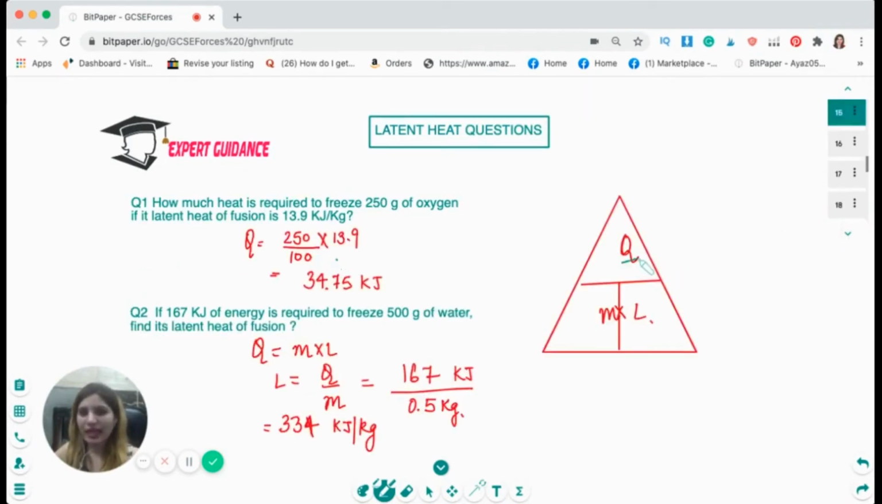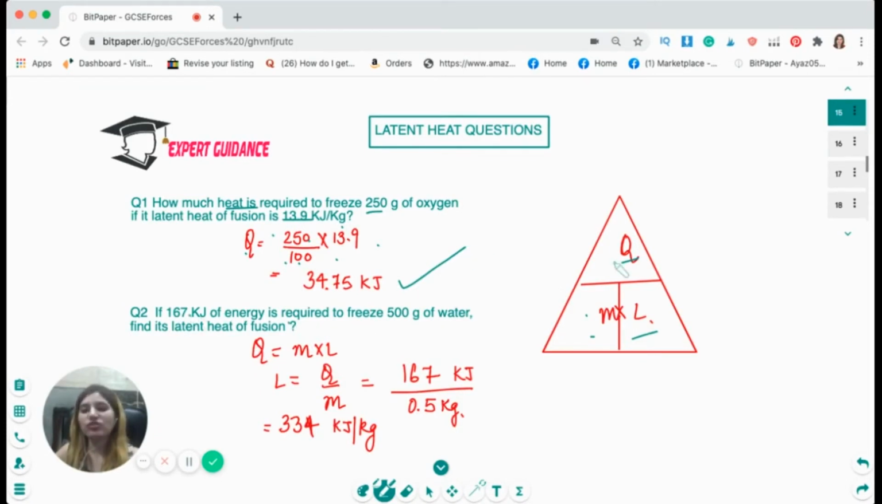Now we know that energy is given by mass times the latent heat. So to work out the heat required, we will do mass, which is 250 grams, but the latent heat of fusion is in kilojoules per kg. So we'll convert it into kg, which is 250 over 1000 times 13.9, which gives 34.75.